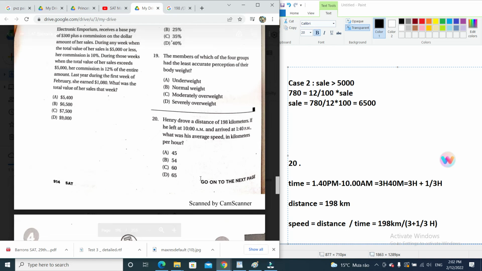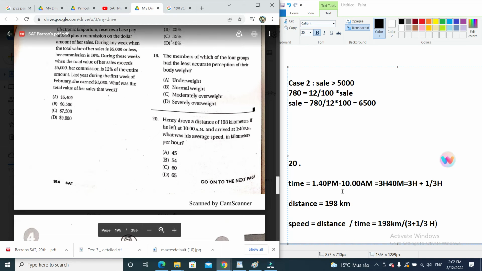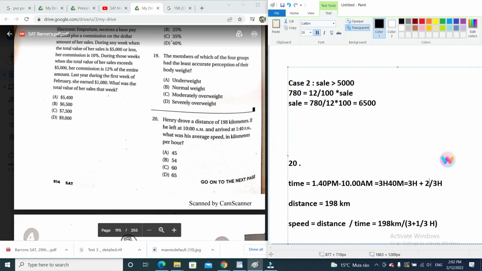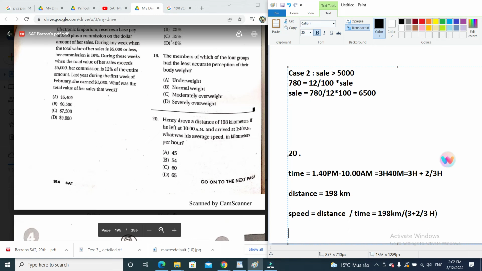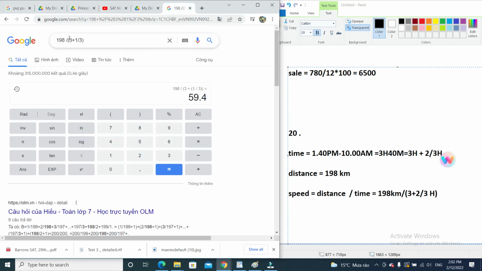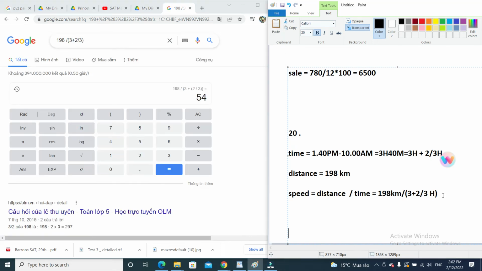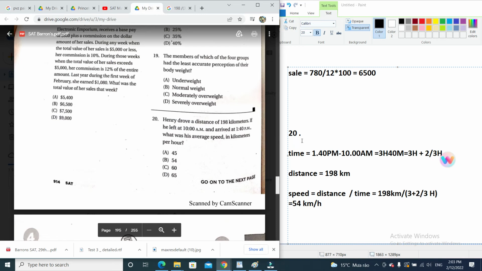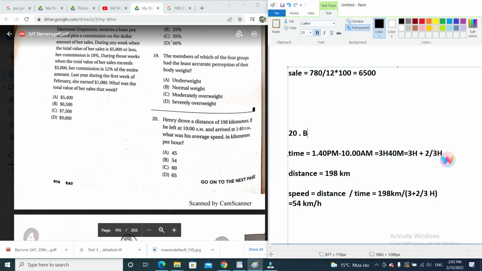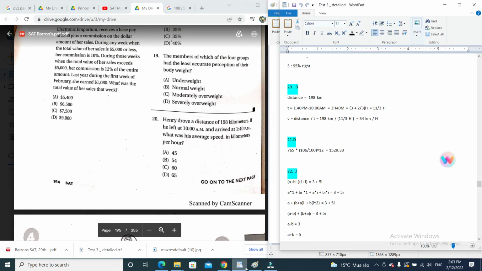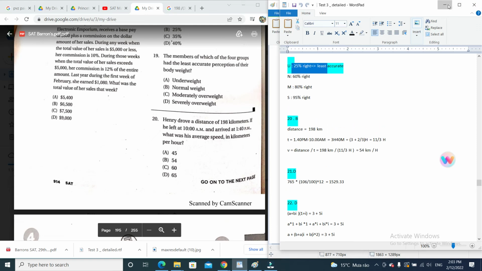Oh no, sorry, that's not 1/3, that's 2/3, sorry, that's 2/3 because it's 40 minutes, so it's actually 2/3. So that's actually 54 kilometer per hour. So this is B, right? It is B. Okay, this is B. Alright.